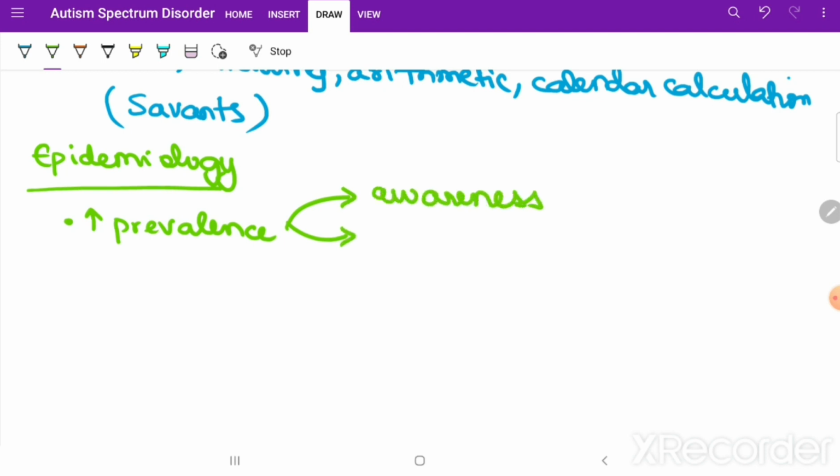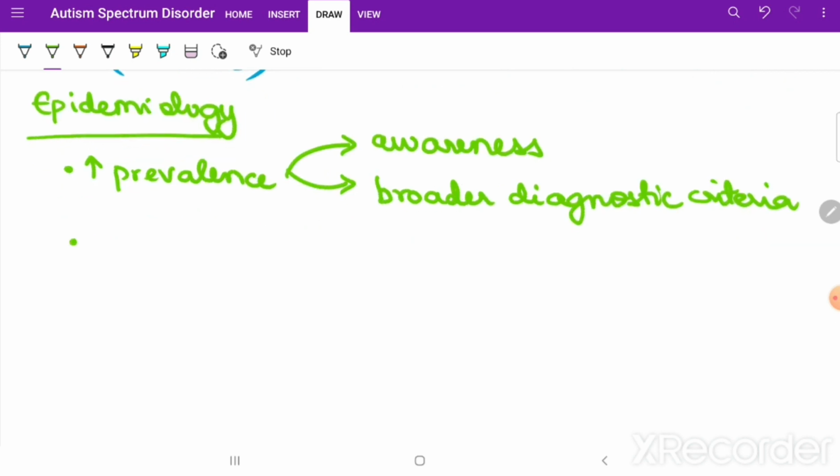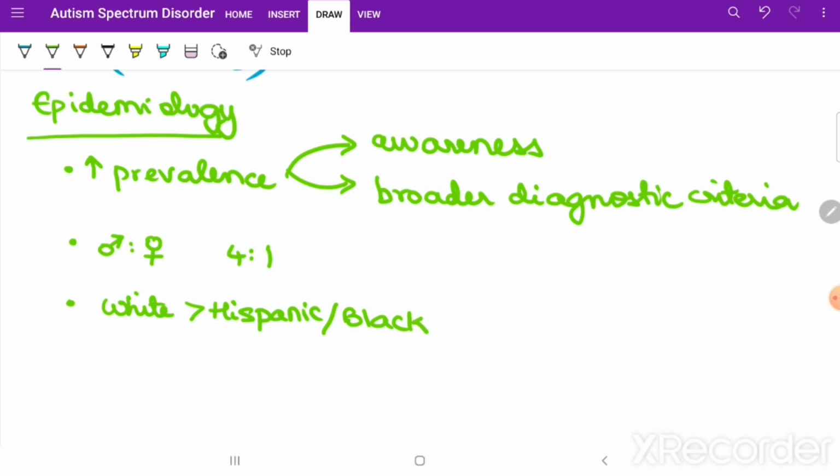awareness is more now, okay. And the second thing you need to know is broader diagnostic criteria are being applied, okay. Then there is a male predominance, that is, the male to female ratio is 4:1, okay. And in ethnicity, white children are more likely to be diagnosed than Hispanic or black children, okay. So this is what you need to know about the ethnicity.